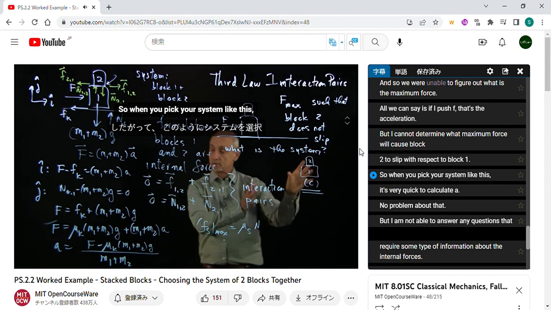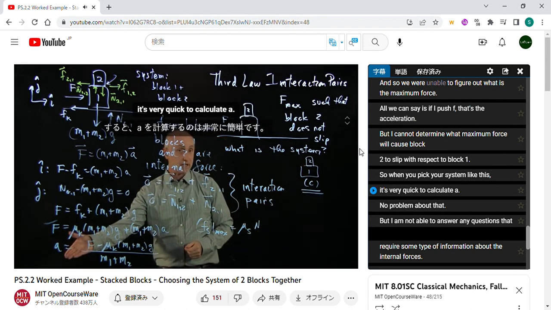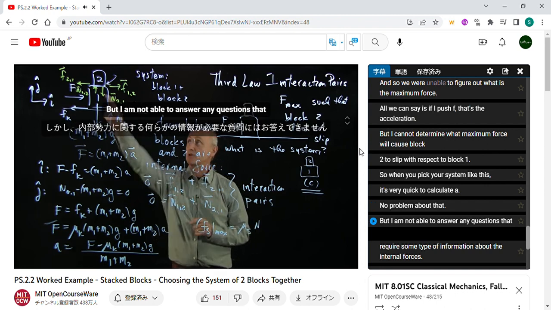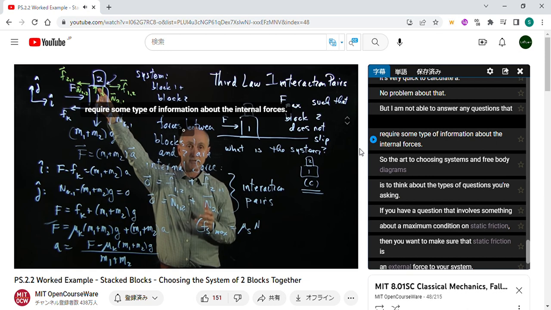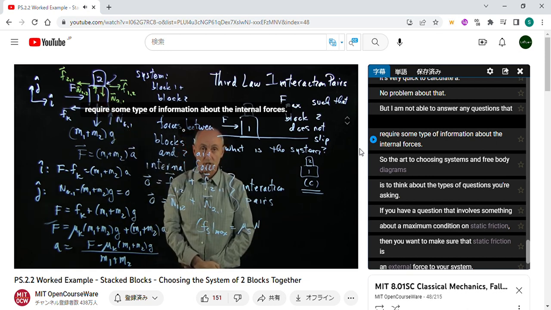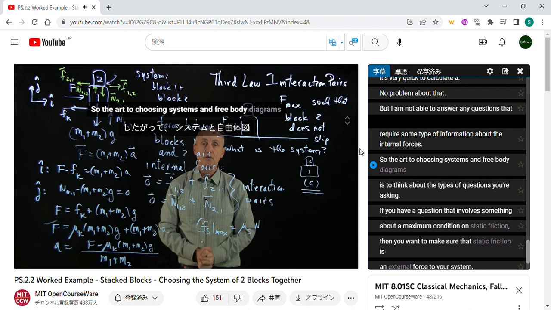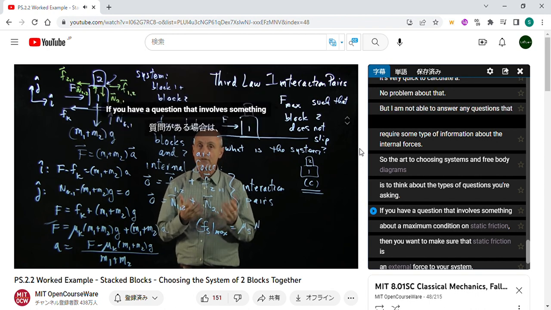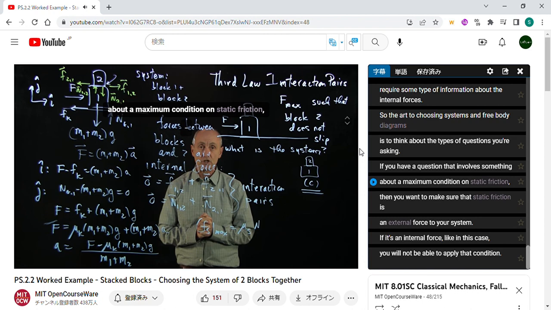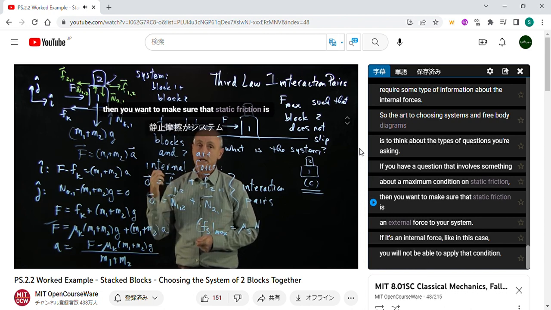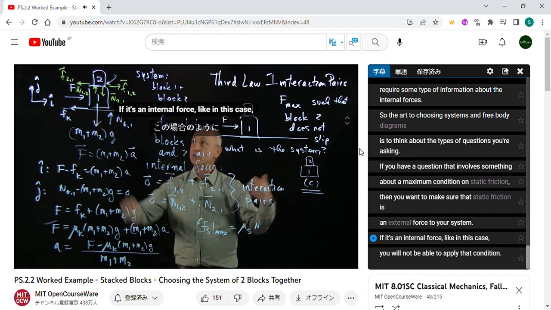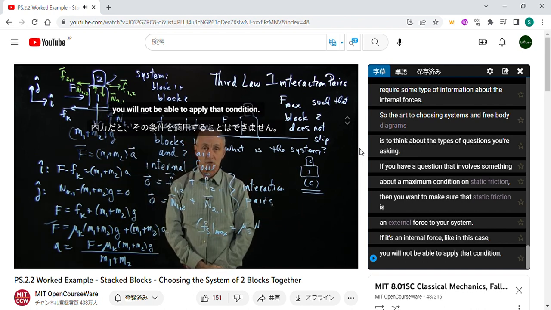So when you pick your system like this, it's very quick to calculate a. No problem about that. But I am not able to answer any questions that require information about the internal forces. So the art to choosing systems and free body diagrams is to think about the types of questions you're asking. If you have a question that involves a maximum condition on static friction, then you want to make sure that static friction is an external force to your system. If it's an internal force, like in this case, you will not be able to apply that condition.